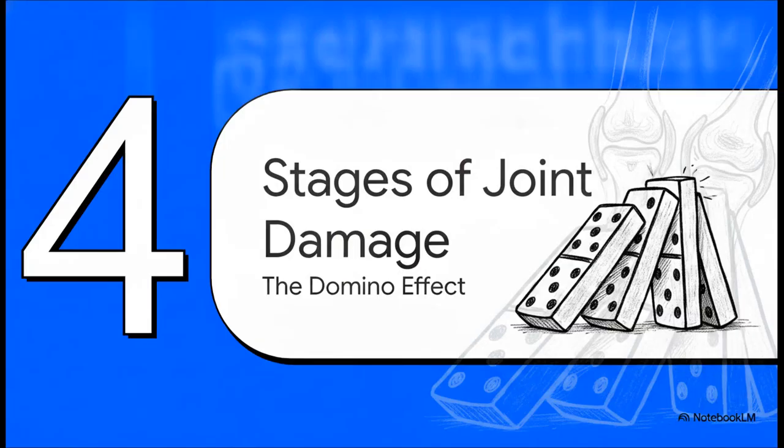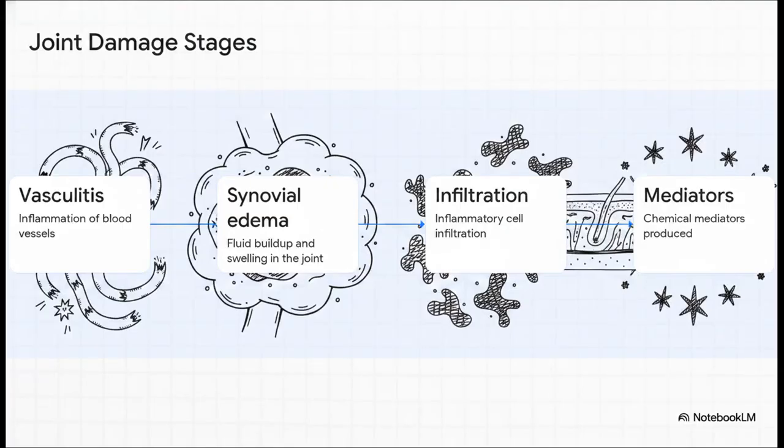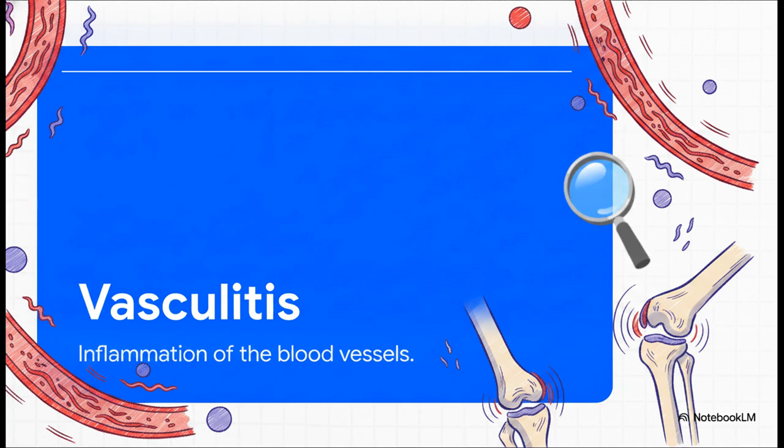All right, Section 4, stages of joint damage, the domino effect. This joint damage cascades in 4 very distinct progressive steps. First, it begins with vasculitis. Second, it moves to synovial edema. Third, inflammatory cell infiltration. And finally, step 4, where new chemical mediators are produced. This structured sequence is kind of fascinating because it shows us exactly how the condition digs its heels deeper and deeper into the joint. Let's zoom in on that very first domino for a second, vasculitis.